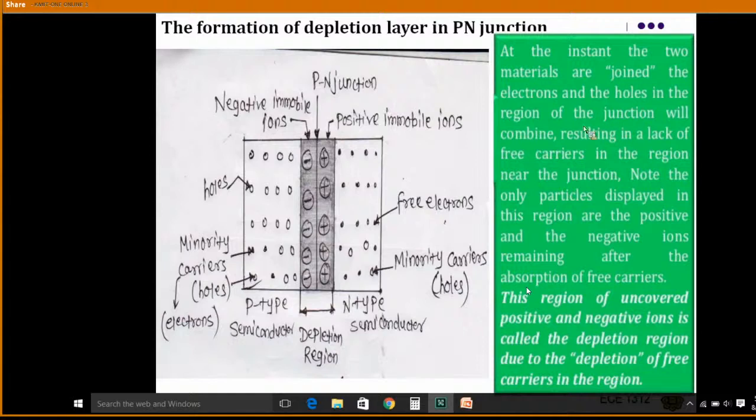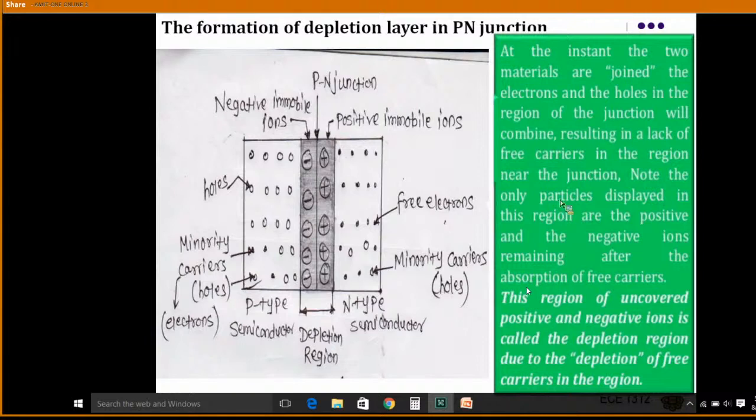will combine, resulting in a lack of free carriers in the region. Here there are no charge carriers. In this region, there are no charge carriers. Now, beside this, there is positive charge and negative electrons. So beside this, holes are there. Charge carriers will be present on this side and this side, but in this region there is no charge carrier.